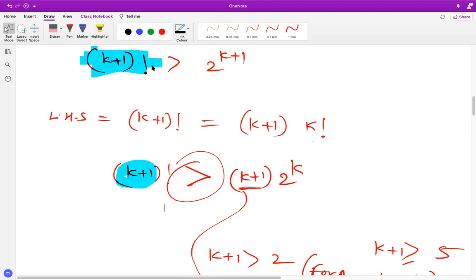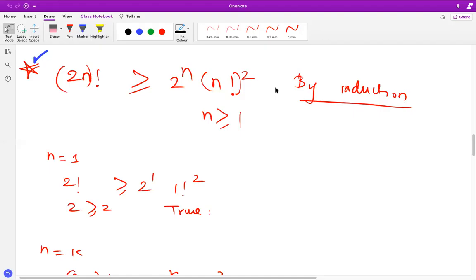So that's how you do the inequality induction. So here is the second question on basically the inequality induction. Now, when you're given a question like this, these questions are at least 8 to 9 marks. So (2n)! is greater than or equal to (2^n × n!)². So when you do this, you always verify with n equals 1 or n equals any given number.